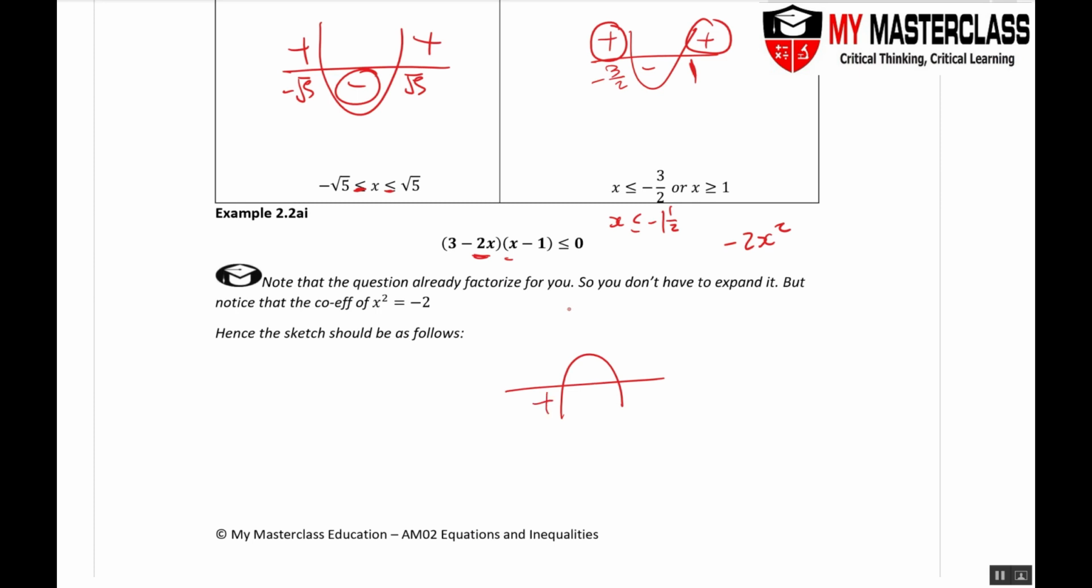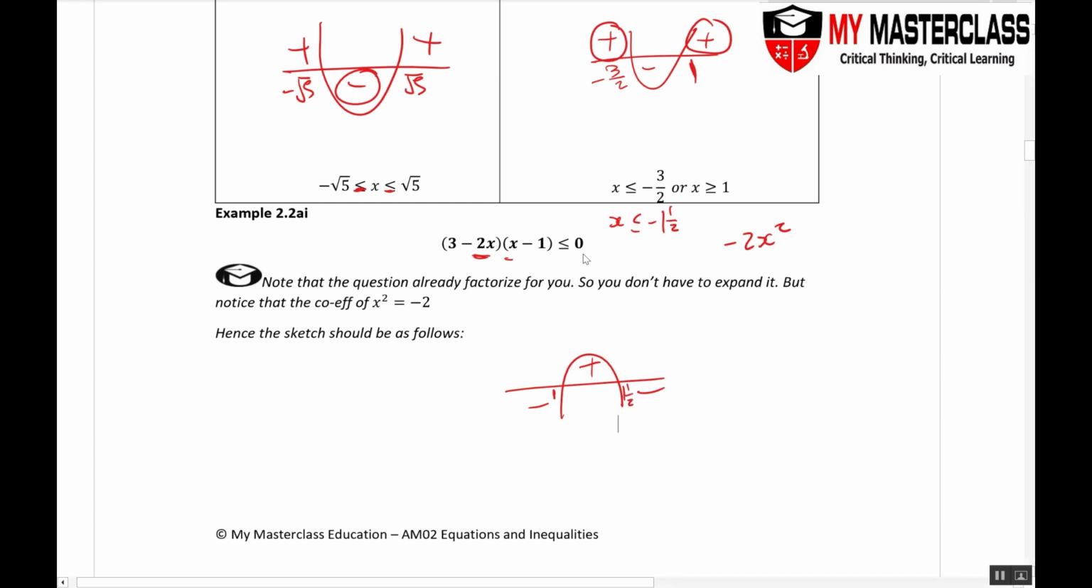Your plus is here. Your minus is here. So this is the different part when you're working with a -2 or a negative value of a. Then same thing, you just throw in your solutions. This intercept here is 1. This intercept here is 1.5.